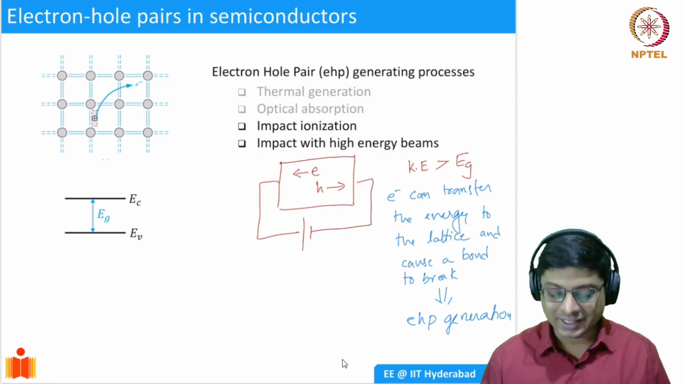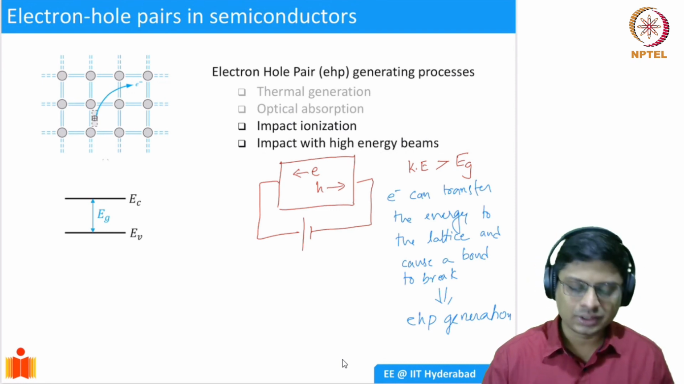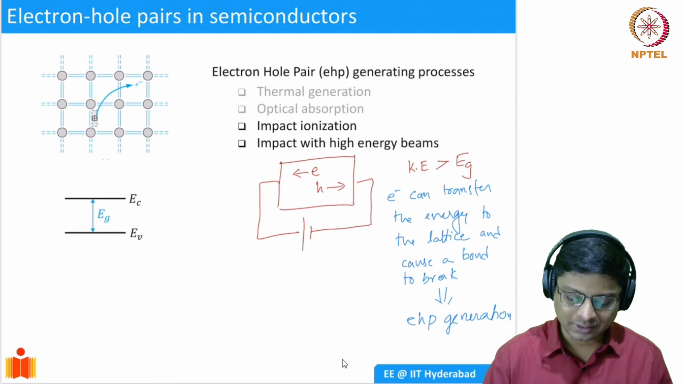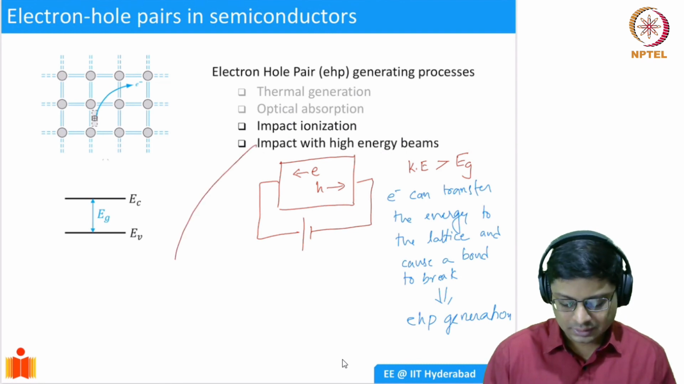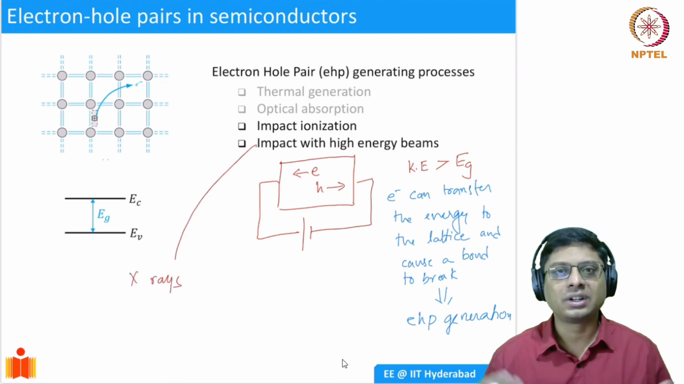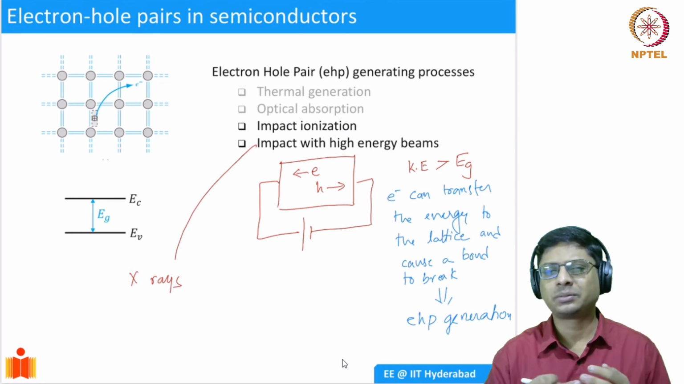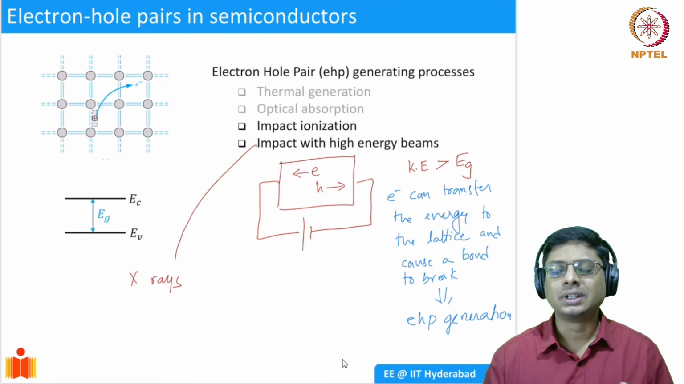High energy beams. If you have X-rays, these are high energy beams. If you have X-rays shining on a semiconductor, the wavelength of the X-ray is very, very small, 1 nanometer or so. Then the X-ray energy will be very large. When the energy is large, it is going to cause electron hole pair generation. Same as optical absorption, but at even higher energy.